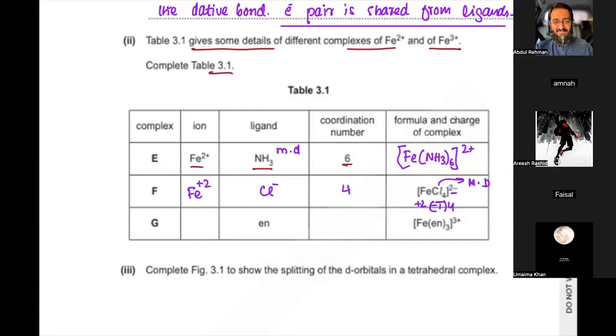Now, next part, en. If you recall, en is a bidentate ligand, and there are 3 of them. Bidentate means each ligand ion or molecule is forming 2 dative bonds. So there are 3, each one forming 2, so 3 are going to form 6. And en has no charge, so the 3+ is the charge of the transition metal ion. So over here it is Fe3+. I hope it's clear to all of you.